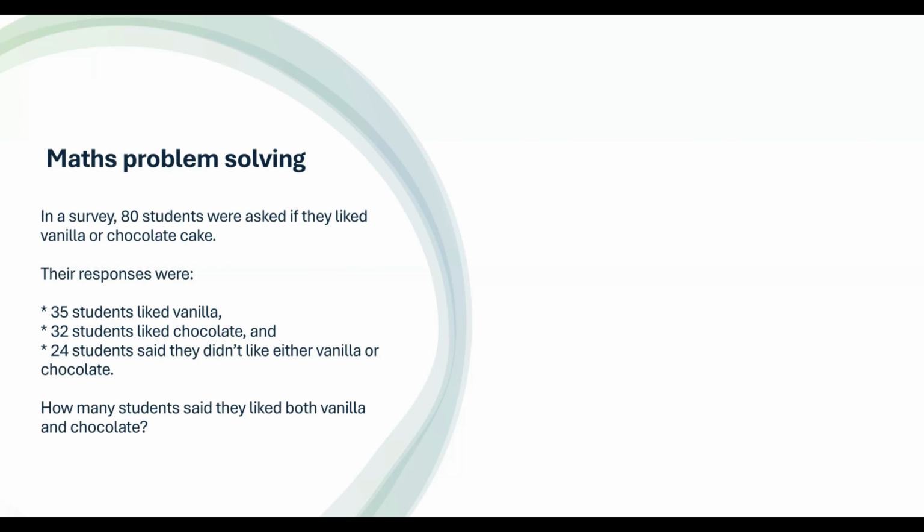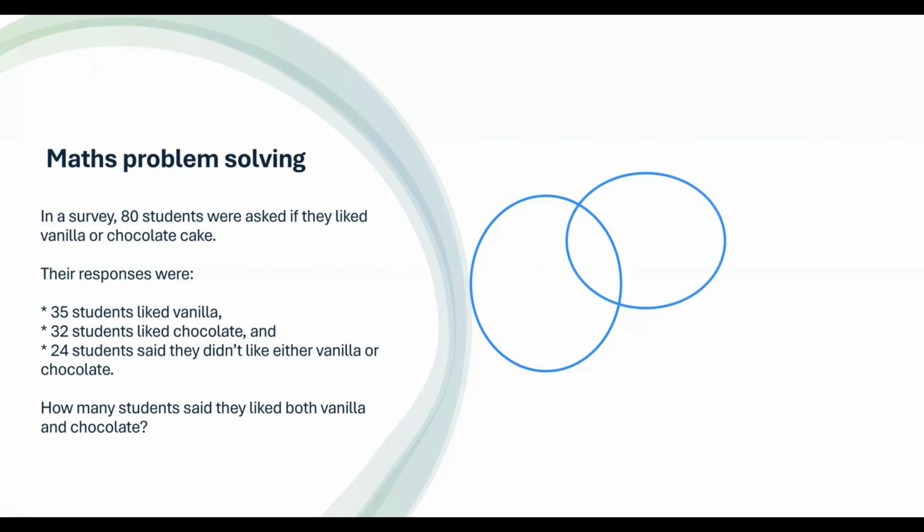Okay, so let's build a Venn diagram. We'll have a circle and another one, and we need to label them: vanilla and chocolate. Now, we know we have 80 students. We know 35 students like vanilla, so we put 35 here. Now chocolate, we have 32. And 24 said they didn't like either vanilla or chocolate, so you put 24 outside.